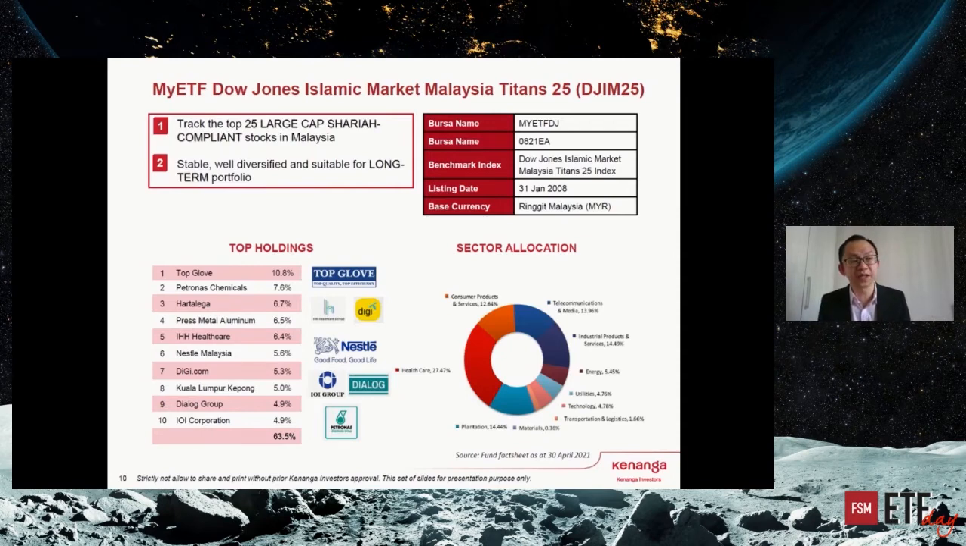And from the right chart on the right side of my slides, you can see the sector allocation. You can see that it is very well diversified. Healthcare 27%, plantation 14%, telco 14%, consumer products and so on. For the top holdings, you can see all the good quality names: Top Glove, IHH, Nestle, DG, KLK, and all that. So this is a good product for the long-term investor. And our 1-year return is about 18%.